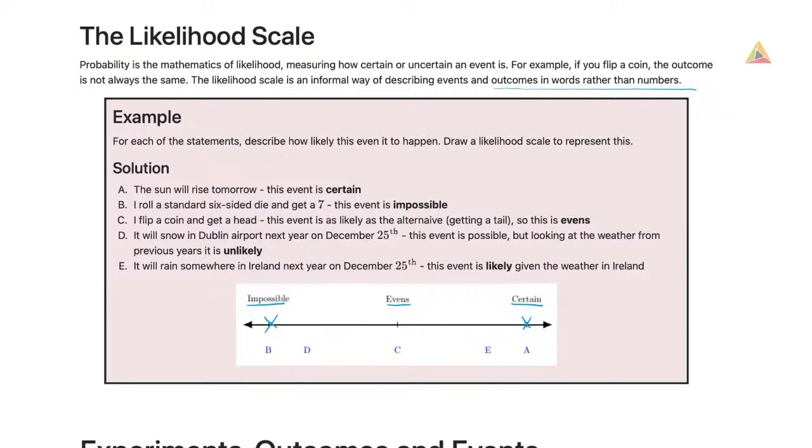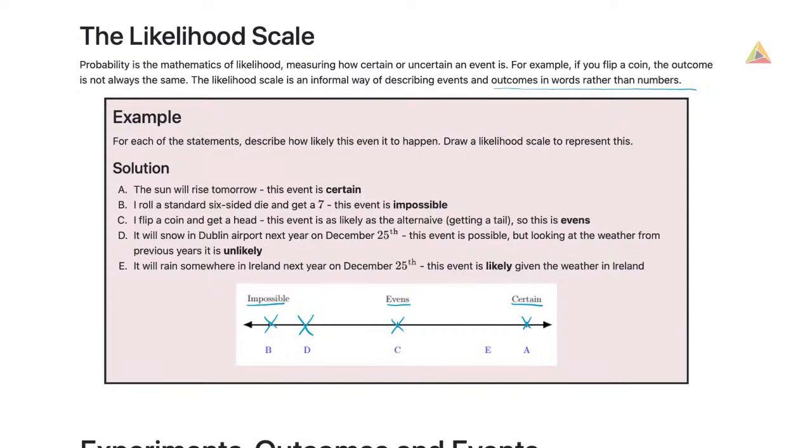For C, I flip a coin and get a head. This event is just as likely as the alternative, getting a tail. So this is an even chance, and because of that, we place C right in the middle. For D, what is the probability that it will snow in Dublin Airport next year on December 25th? Now this event is possible, but looking at the weather from previous years, it's unlikely. So we don't place it at impossible, but we place it near the impossible. It's unlikely, so it's closer to impossible than it is to even.